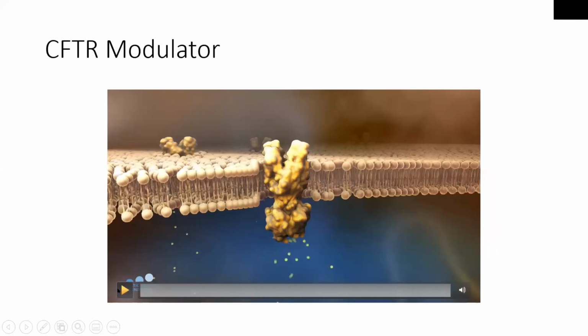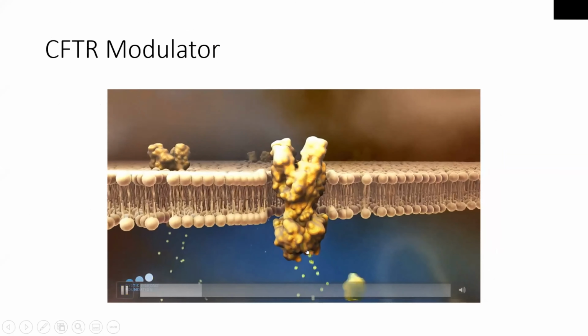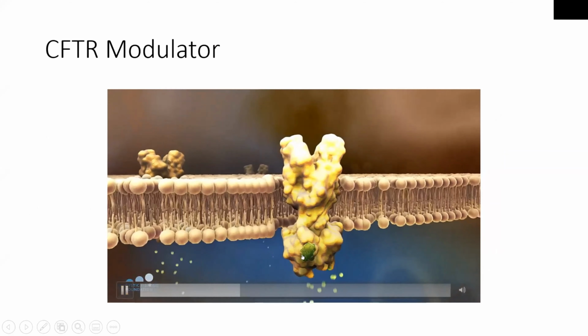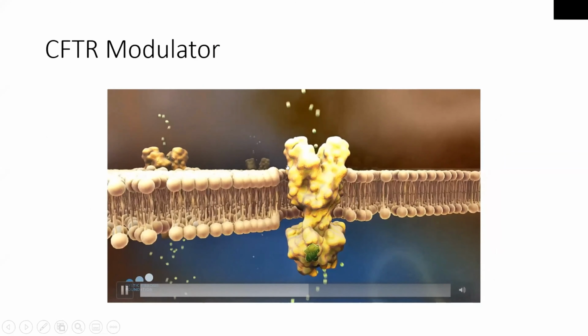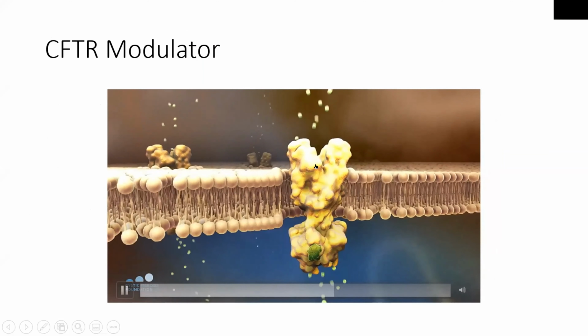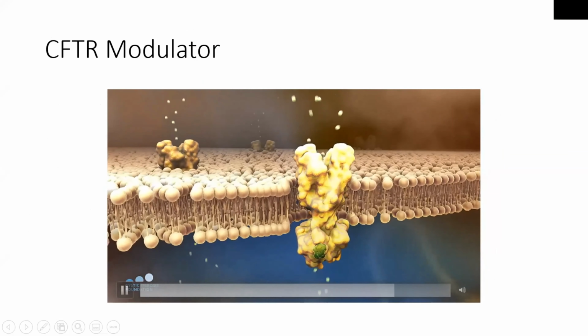This is a short video of how CFTR modulators work. So the CFTR protein on the surface is not working. A small molecule will open the gateway, and this is an example of ivacaftor, the potentiator for the gating defect.